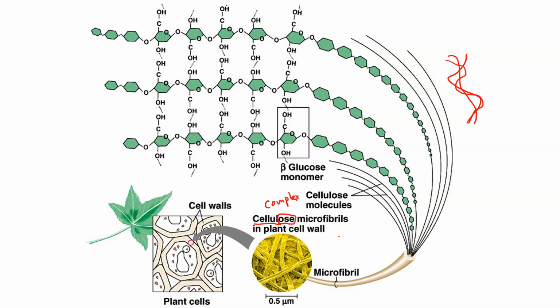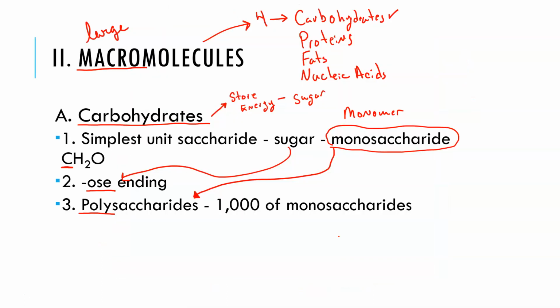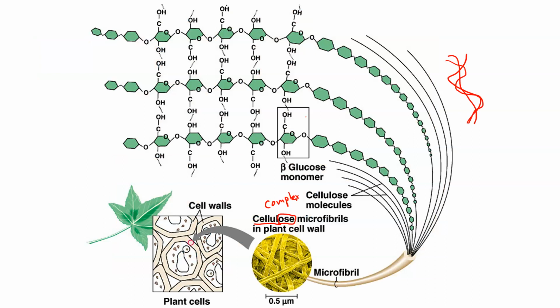So that's cellulose. Back to the slide, when I talked about what carbohydrates do: they store energy, but they also help with structure. They give you structure and support. Okay, so those are some of the roles of carbohydrates.